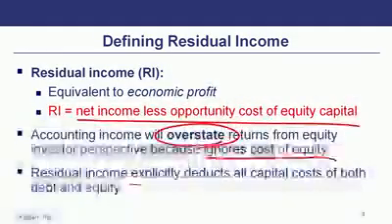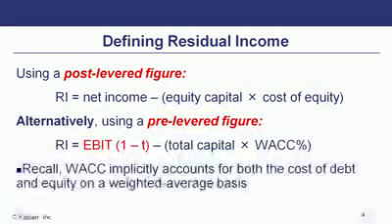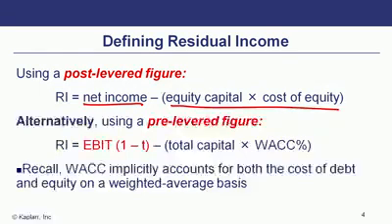Residual income explicitly deducts all capital costs, both debt and equity. Per the cost of this debt and equity, you're supposed to return that much. What, in addition to that, are you actually giving the investor? Looking at residual income, we're using a post-leverage figure. You have net income, which notice already includes interest expense, so it's post-leverage, minus equity capital times cost of equity. Notice this is how much equity capital is in there, times the cost of equity.